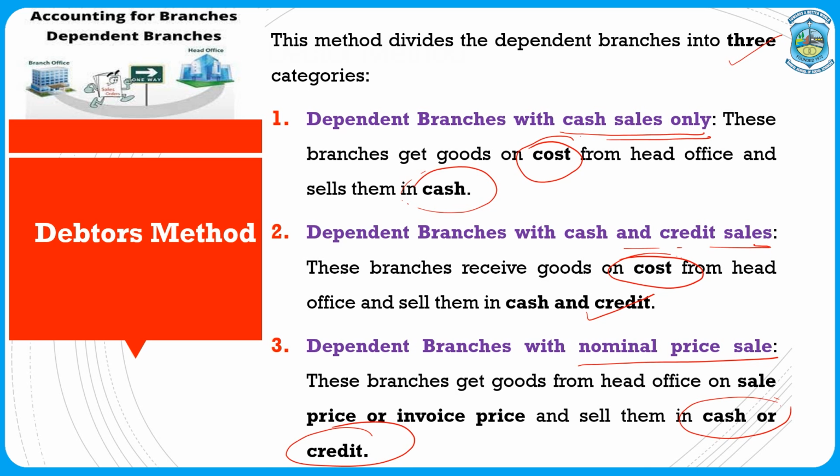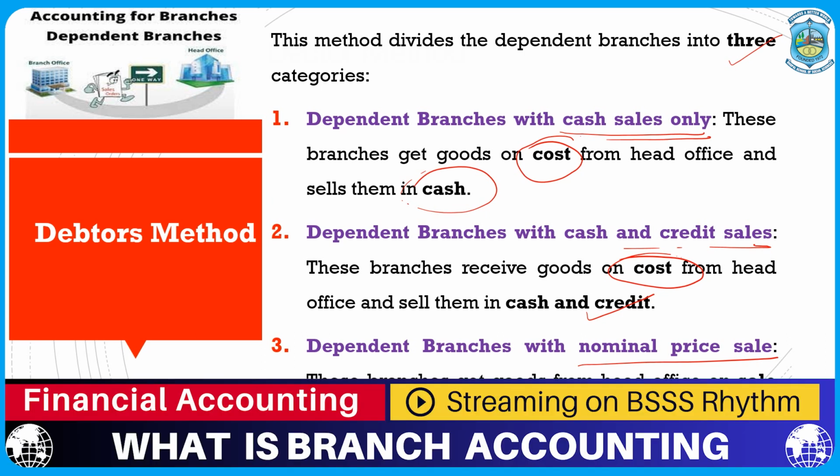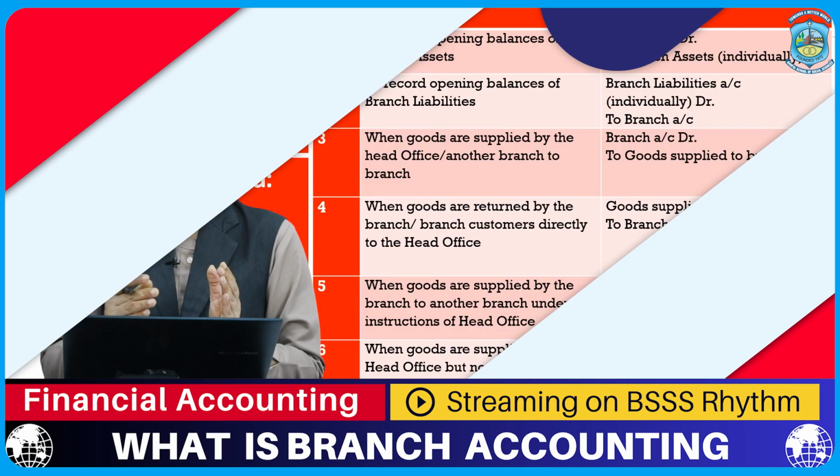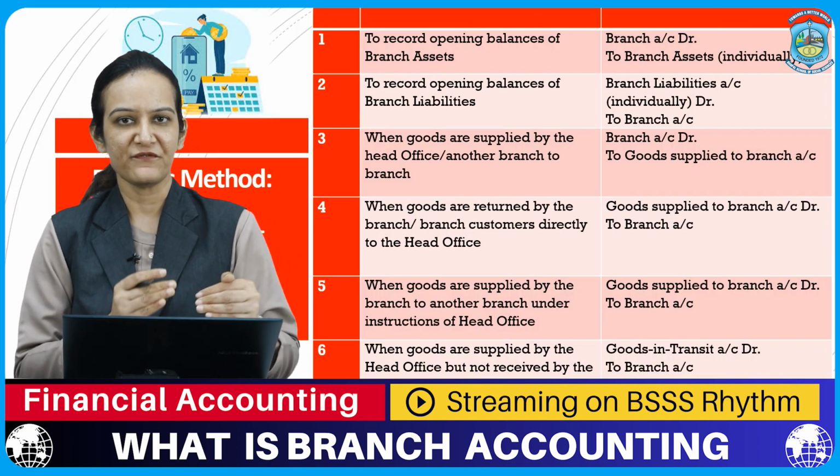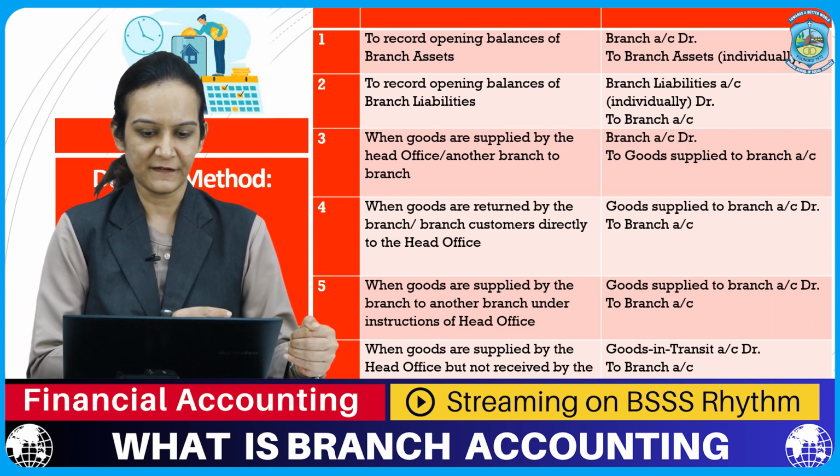First is the dependent branches that make cash sale only. Second are the dependent branches that make both cash as well as credit sales. And third are the dependent branches with nominal price sales. Now we know that the head office prepares the branch account for every individual branch, for every single branch.